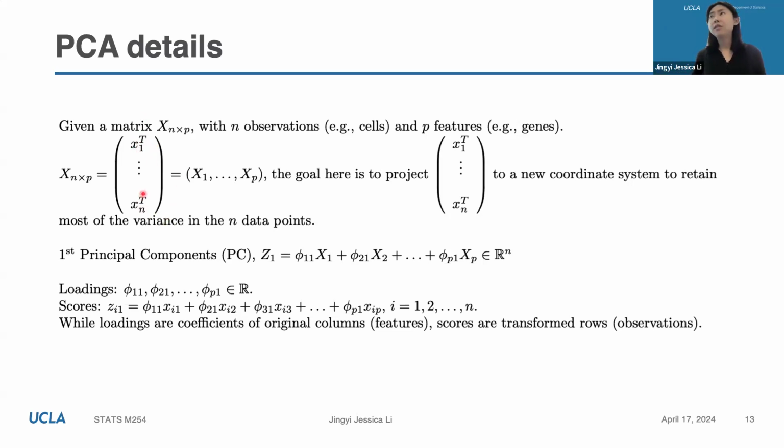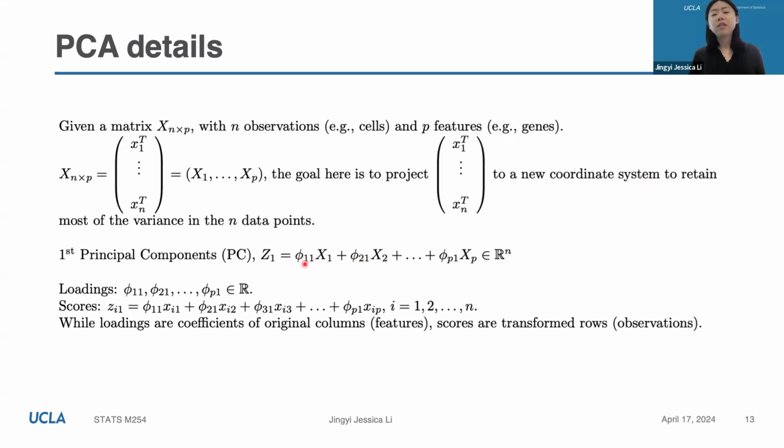We have n rows for n cells, and each row is a p-dimensional vector, right? P features. Or we can write the matrix as p columns. Then every column is one feature containing n cells. The goal is to project this matrix to a new coordinate system to retain most of the variance in the n data points. So suppose that we look at the first PC. We want it to be a linear combination of the P features. So every feature has a loading, right? Because we look at PC1, then we call the loadings phi11, phi21, phi P1.